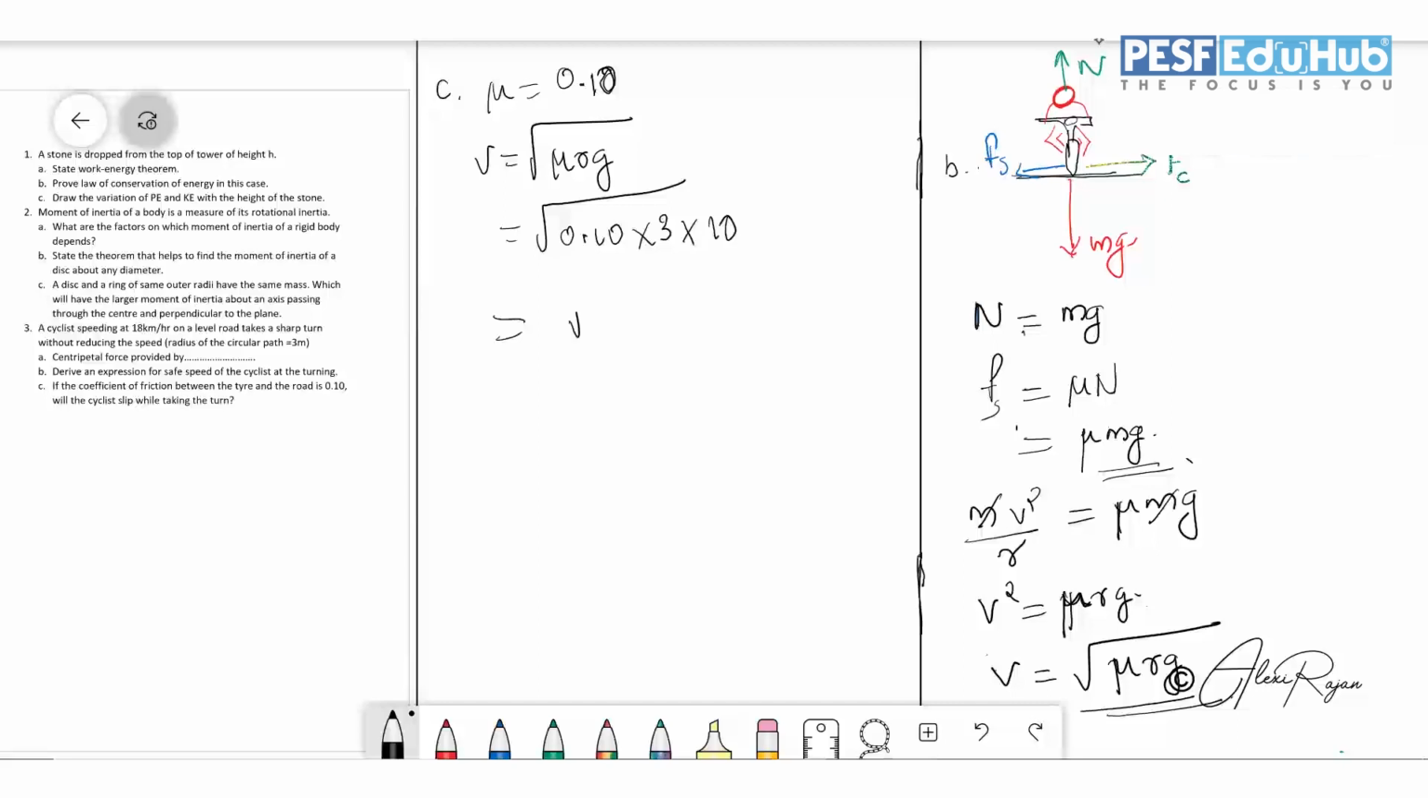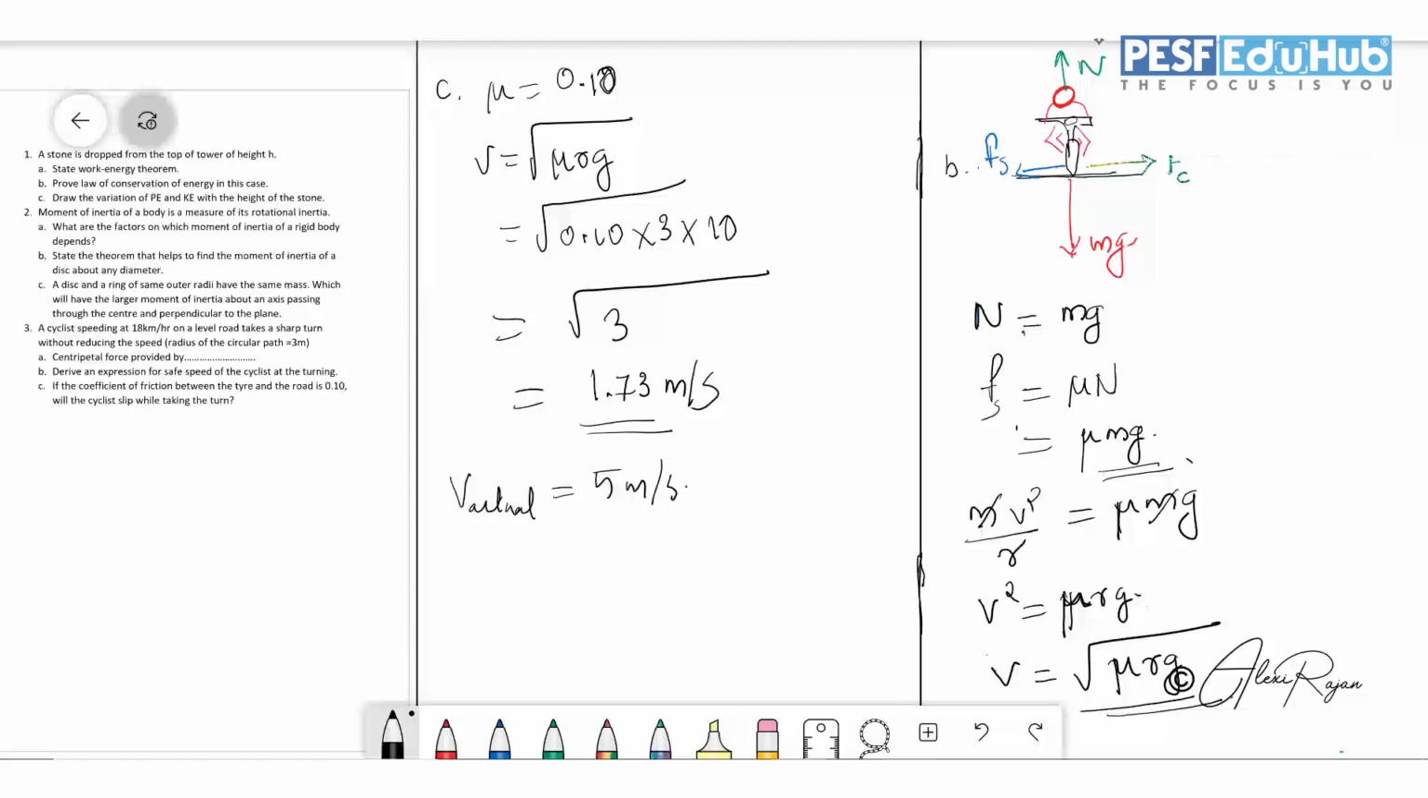So you will get 10 times 0.10 times 3, that is equal to root 3. Root 3 is approximately 1.73 meter per second. You have 9.8 as the acceleration due to gravity, but here I am using 10, and I got the answer 1.73 meter per second. At what speed is the cyclist actually moving? V actual is equal to 5 meter per second, but actually he should move only at 1.73 meter per second. Above that, he will slip away from the road.